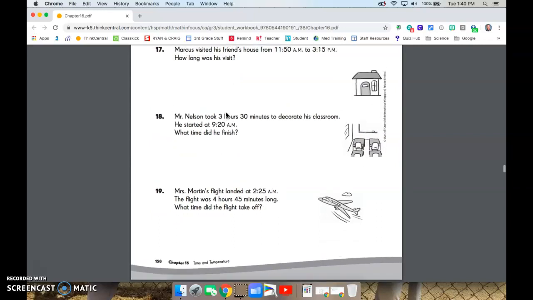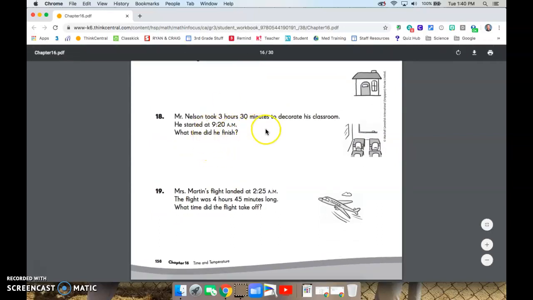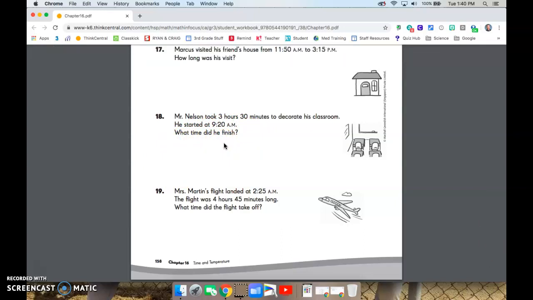Number 18, Mr. Nelson took 3 hours and 30 minutes to decorate his classroom. He started at 9:20 a.m. What time did he finish? Now wait, is this supposed to be the backwards one or forwards one? What do you think? Take a minute. Hold on here. It says right there he started at 9:20 a.m. What time did he finish? And we know that it takes him 3 hours and 30 minutes.